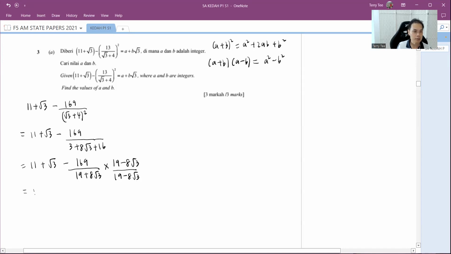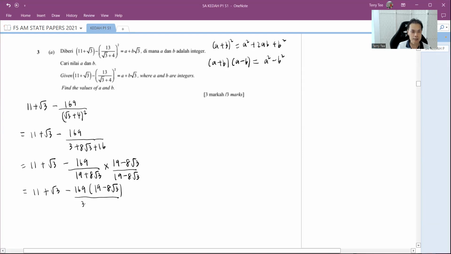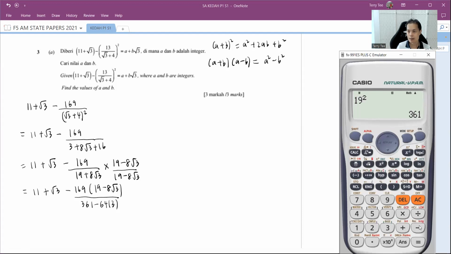Let's just keep 11 plus surd 3, and I keep the 169 and copy this. But my denominator, I'm going to square it. 19 squared, if you can't do it mentally, use your calculator. 19 squared is 361. I would suggest you write down the working here. 8 squared is 64. Surd 3 squared is just 3. Now this 361, I minus 64 times 3, which is 192. 361 minus 192, you get 169.